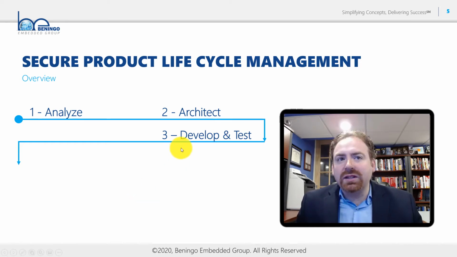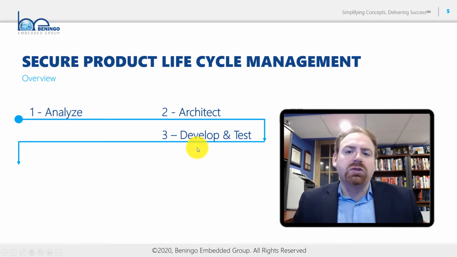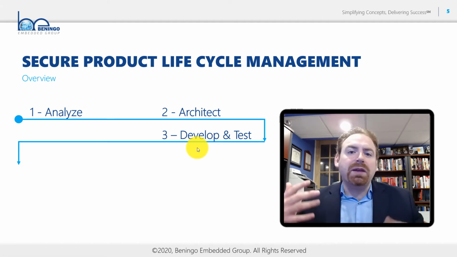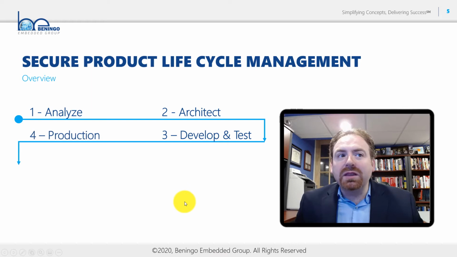Now, we also have here, as I mentioned, this third step, which is develop and test. This is the area that us developers are most familiar with, right? We're used to developing our software. We're used to testing it. We're used to living in that development environment. But once we have developed it, this is where we start to move a little bit outside of our normal scope, into production.